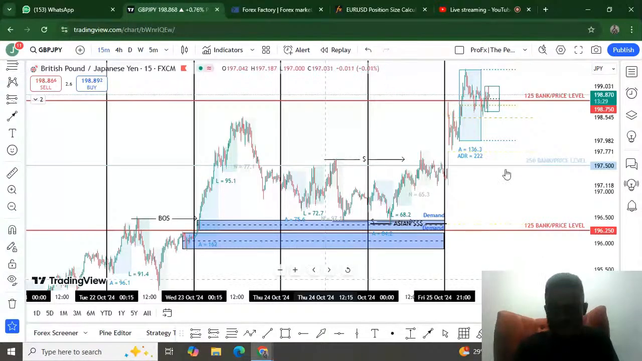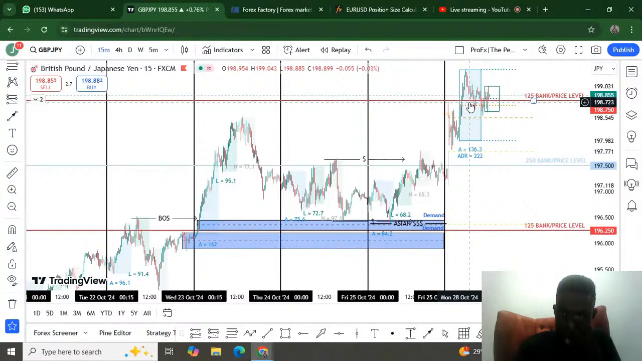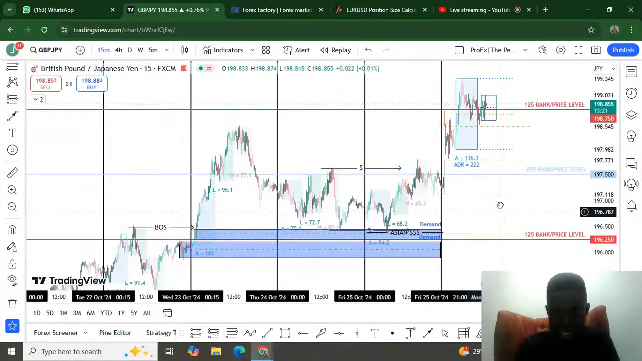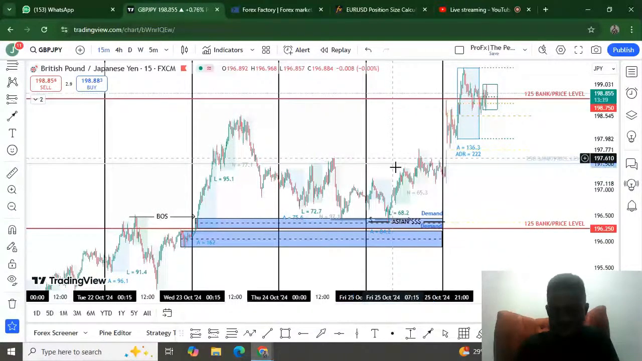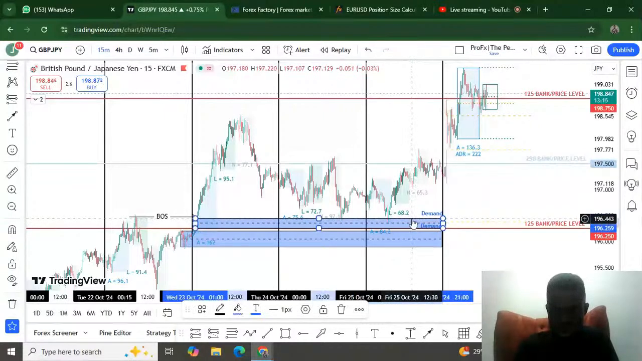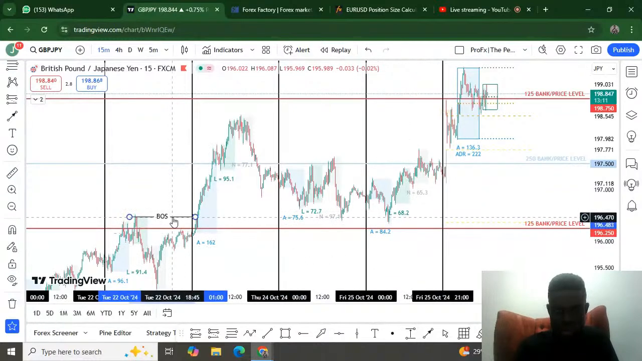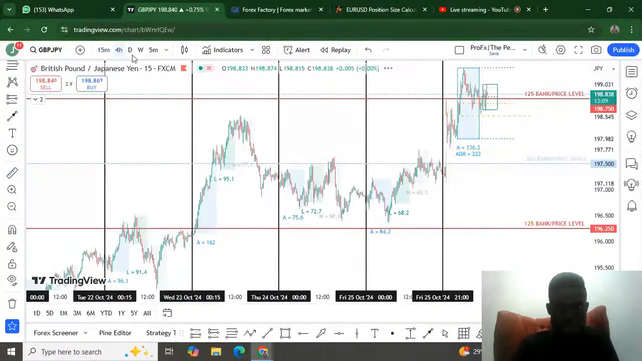So GJ has done us well. You can see the bank level of 125, right? I commented on our bank level of 125. So what's the next move on GJ? What's the next move on GJ?